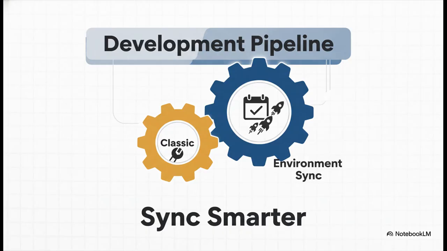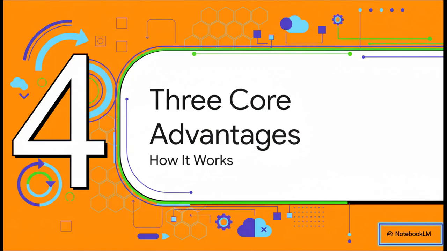Now, this is a really important point. Environment Sync doesn't replace classic back promotions. They actually work together. Classic is still perfect for a quick hotfix, but Environment Sync, it's a powerhouse for those bigger scenarios, like when you're kicking off a new sprint and you need every single dev sandbox to be a perfect mirror of what's in production. So how does it pull all this off? Let's get into it and break down the 3 core advantages.